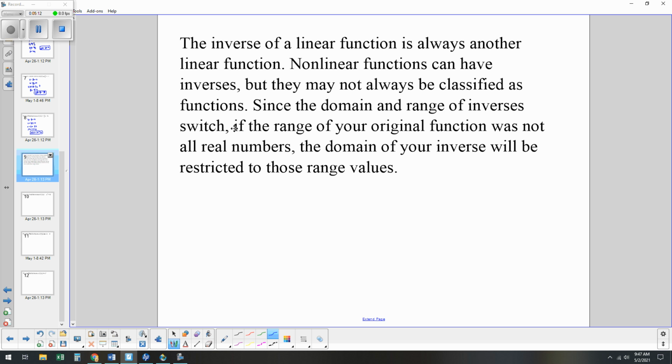Since the domain and range of inverses switch, if the range of your original function was not all real numbers, the domain of your inverse will be restricted to whatever those range values were. So if we had an equation where the original range was y is greater than or equal to -8, my domain of my inverse is now x is greater than or equal to -8.